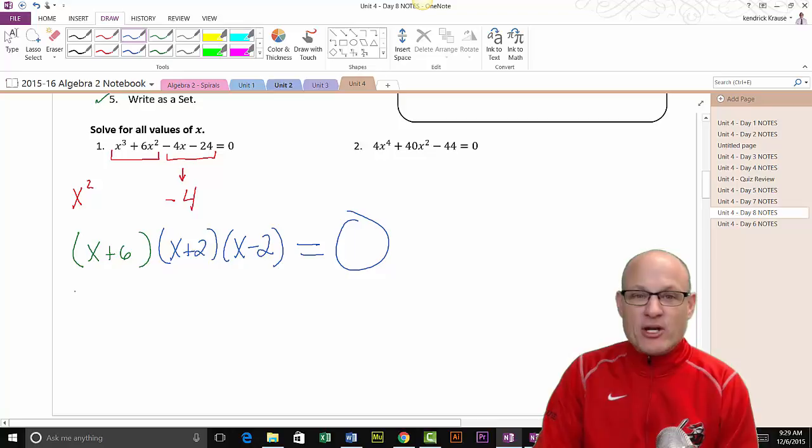Okay, so don't forget to set it equal to 0. Then what we have to do, and I'm going to do this once, but I'm not going to do this again until we get to the harder problem.